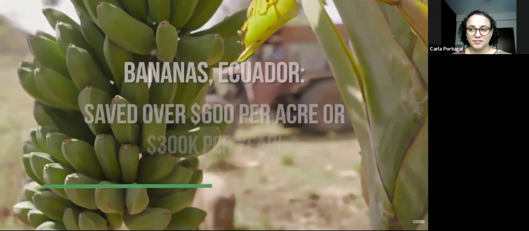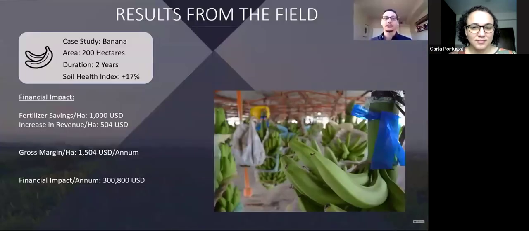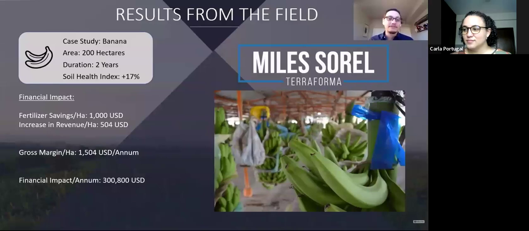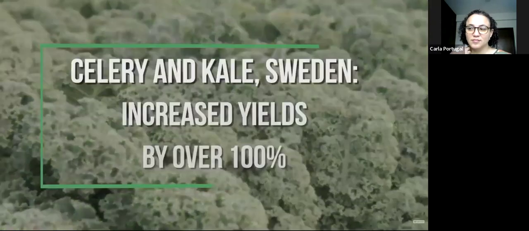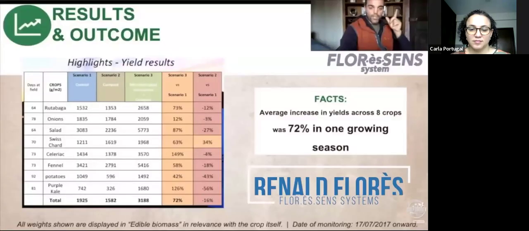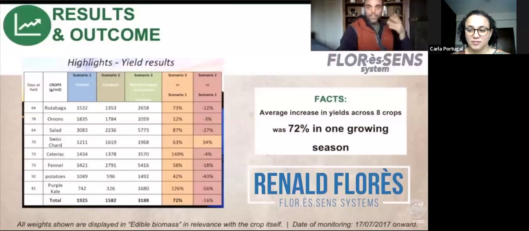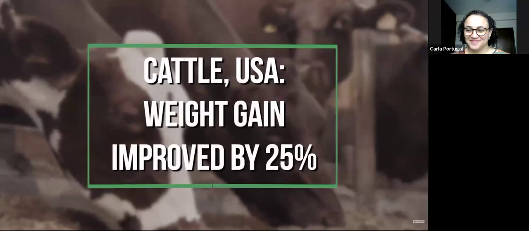If we look at the fertilizer savings across 1 hectare, we're looking at about $1,000 of savings. And then when we look at the increased revenue from the yield increases, we're looking at about $504. So the gross margin was increased by about $1,500. And if you extrapolate this over 200 hectares, we're looking at about $300,000 over the course of any given year. You can see the average again, 72%. If you just take a few of those examples, you can take celery or you can take kale, you can see that we reach over 100% of yield increase. Basically, the weight gain again was like 25% or more.